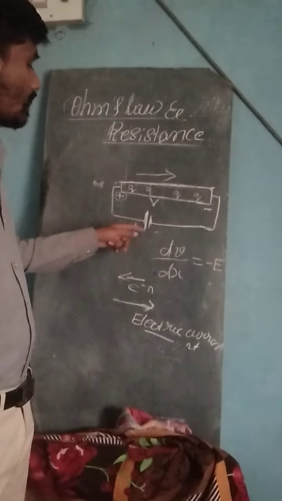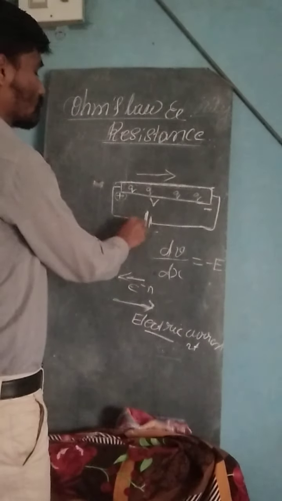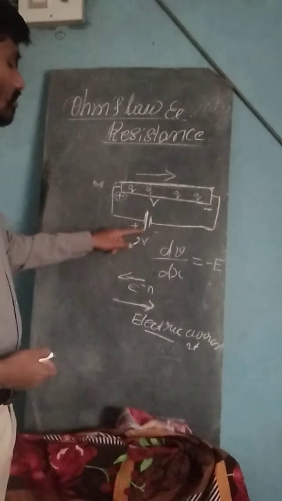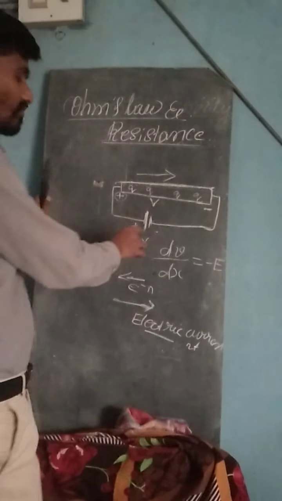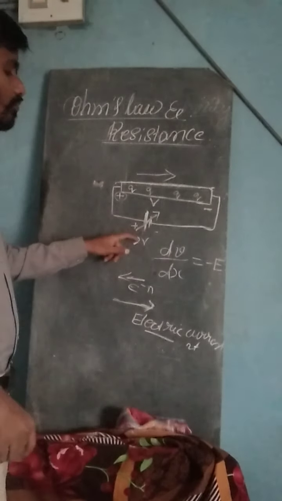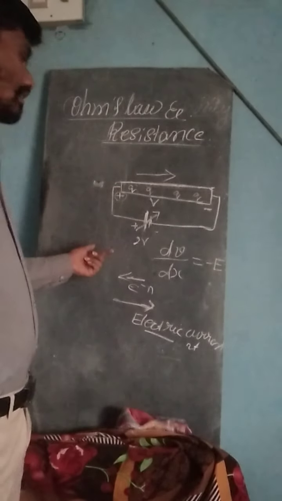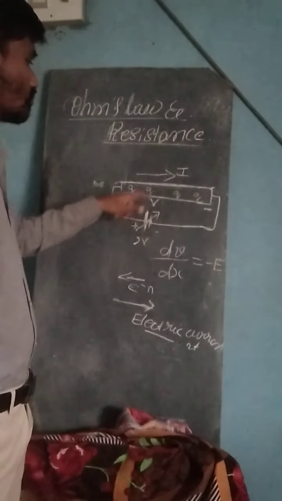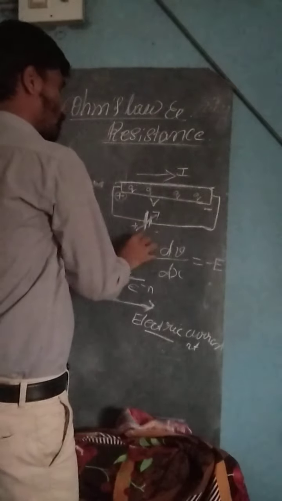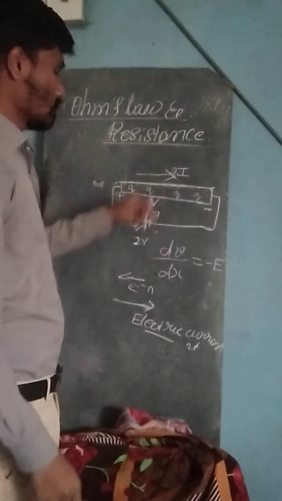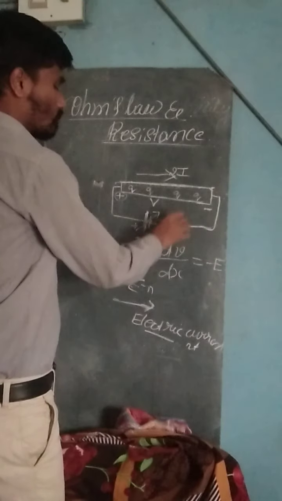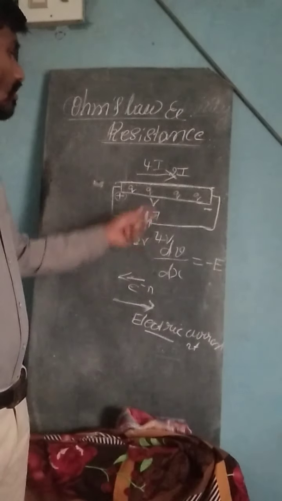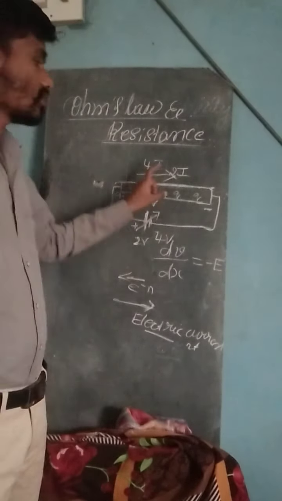Then we apply a variable potential difference. This is a fixed potential difference, say 2 volt. If I change this voltage, making it a variable potential difference, then if the potential varies, obviously the electric current also varies. I also varies. If the potential is doubled, the electric current also doubles. So if it is 2 volt, the electric current is 2 ampere. If you apply 4 volt, the electric current is 4 ampere. So if you vary the potential, the electric current inside this conductor also varies.